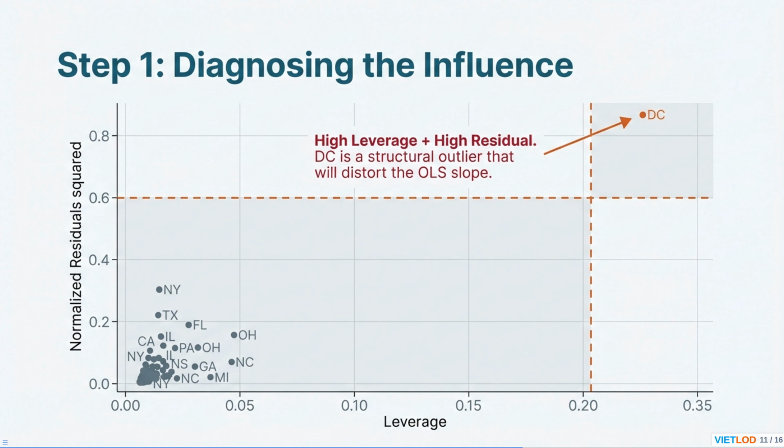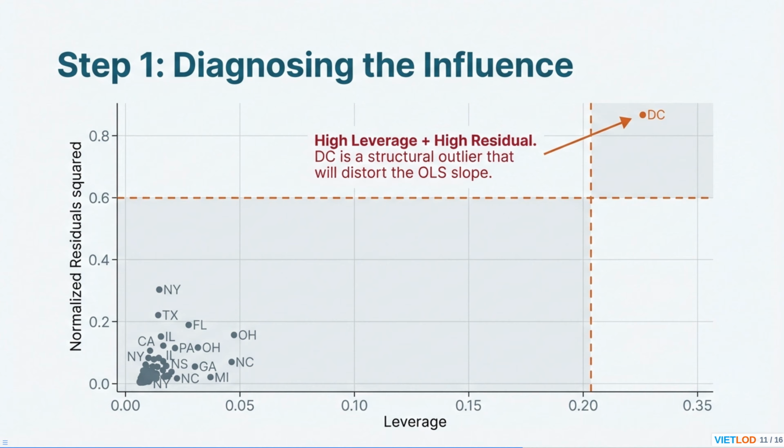As we can clearly see, Washington, D.C. stands out in this dangerous quadrant. Its unique characteristics mean it's a structural outlier that will heavily pull and distort the OLS slope. Much like a single outlier in a security screening setting, it raises all the alarms. Identifying such points is crucial before proceeding with our robust analysis.